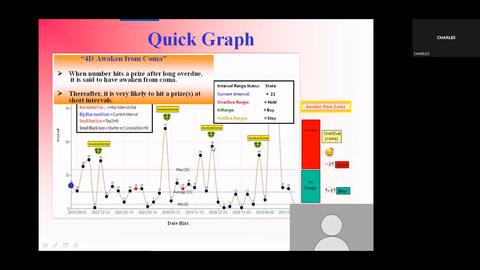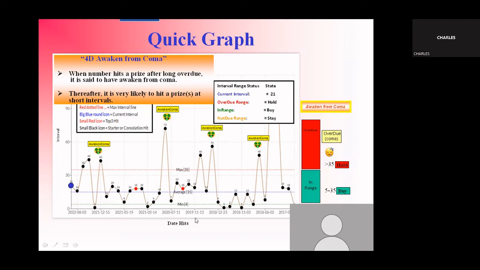it has an awaken from coma at this point at interval 56. Then it hit again at interval 16, so just past the average line. All right. So when a number awakens from coma, what I would suggest is you start buying when the number hits the minimum line. That means from the minimum line, it is considered to be in range, until the average line, which is interval 15.